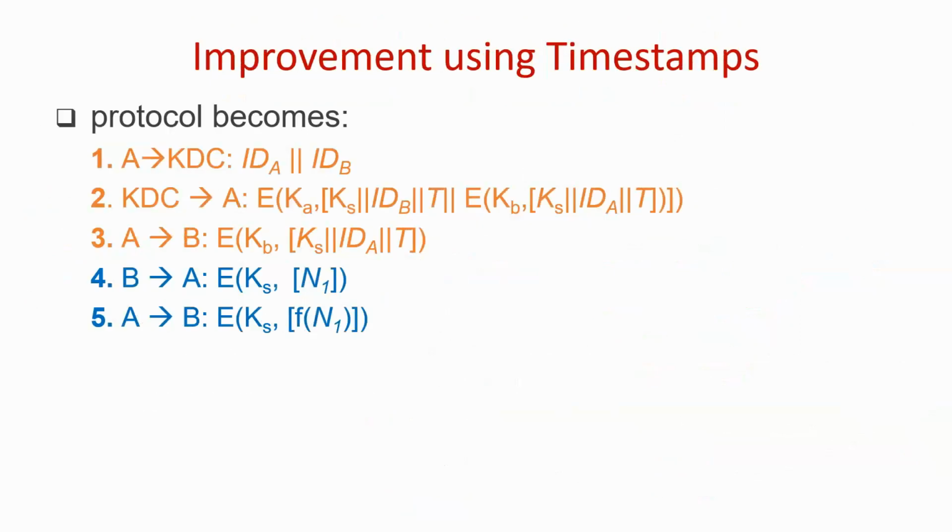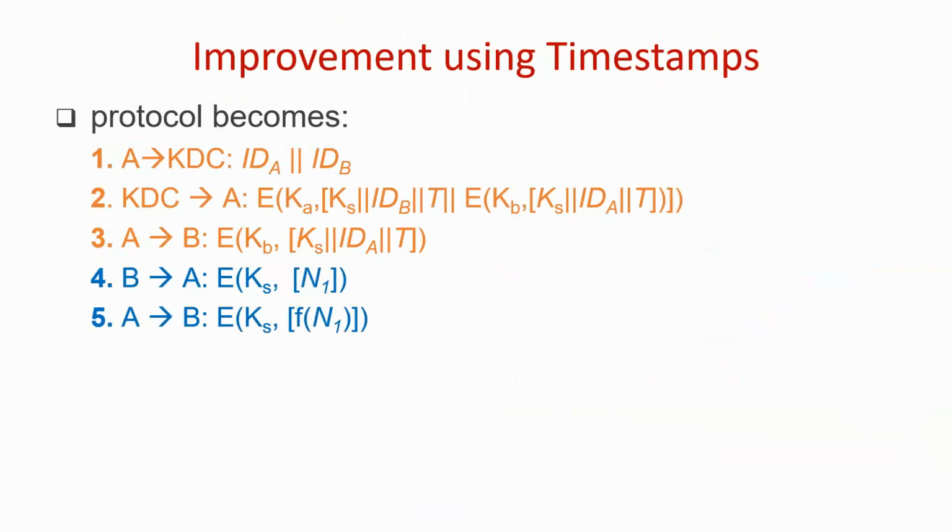So we will see now 2 variants of the Needham Schroeder protocol that deal with this problem. We will see an improvement using timestamps, and we'll see an improvement using nonces. So this slide here shows you the improvement using timestamps. So it starts also with A sending to the KDC the ID of A concatenated with the ID of B.